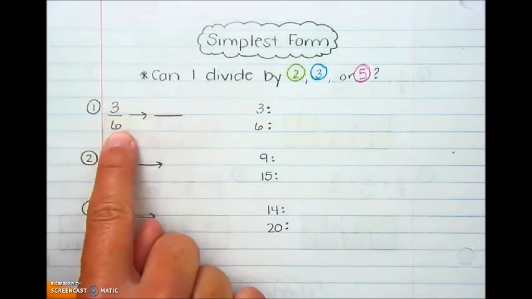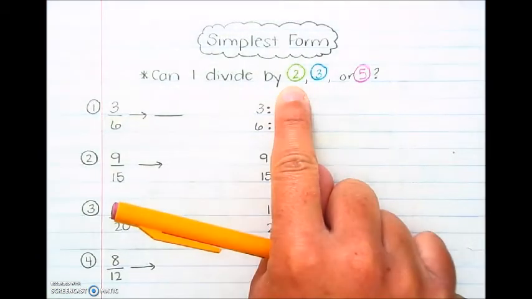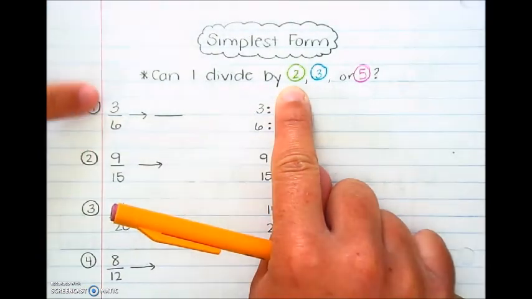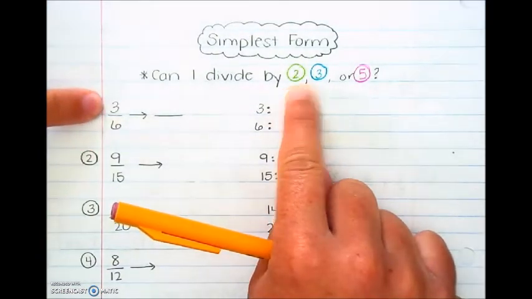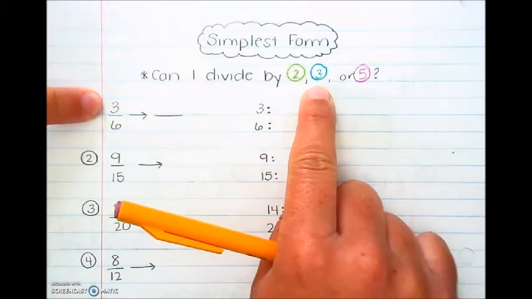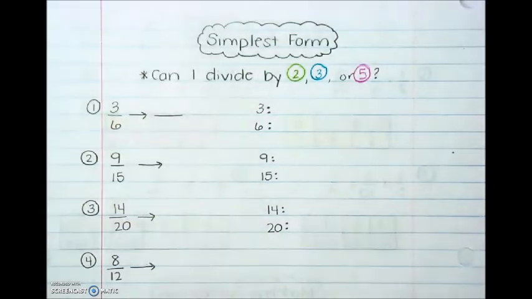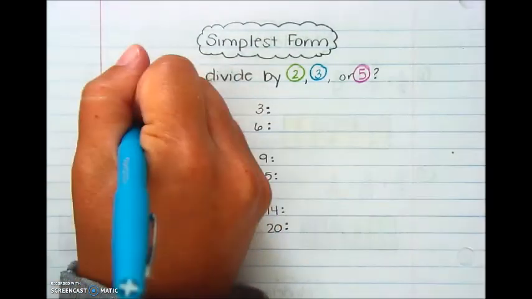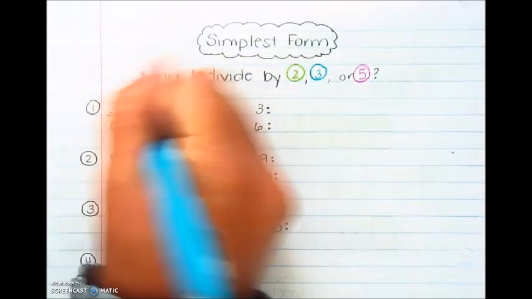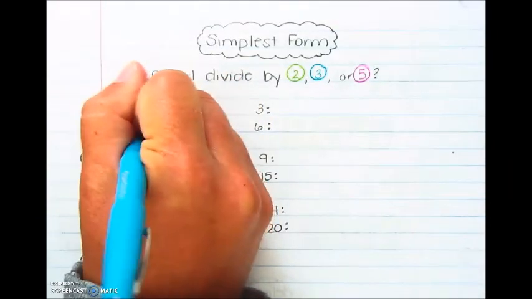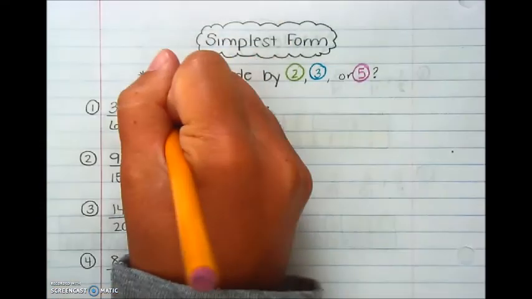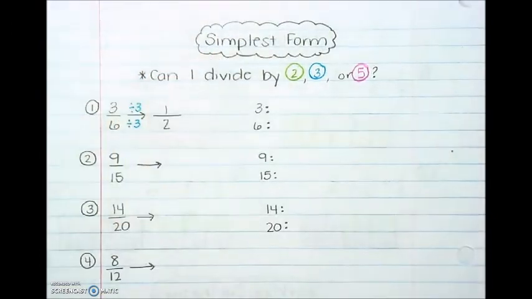So in the numbers 3 and 6, or my fraction 3/6, can I divide by 2? Well, I can divide 6 by 2, but I can't divide 3 by 2 evenly. So I would move on to my next check. Can I divide 3 and 6 both by 3? 3 divided by 3 is 1, and 6 divided by 3 is 2. So that means I can divide both of these numbers by 3. That gives me 1/2 in simplest form.